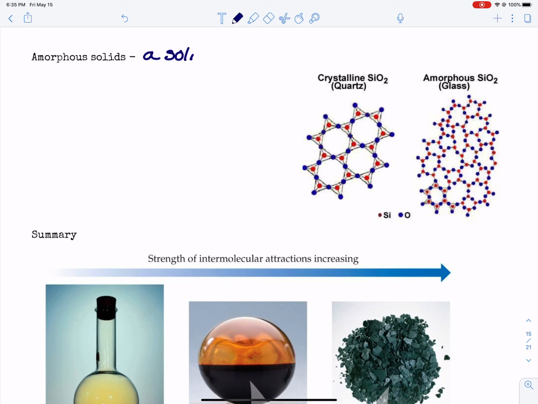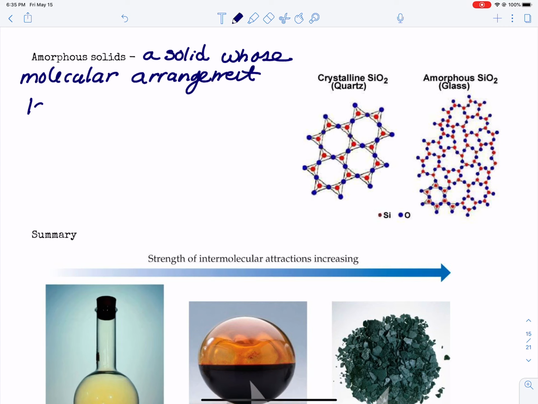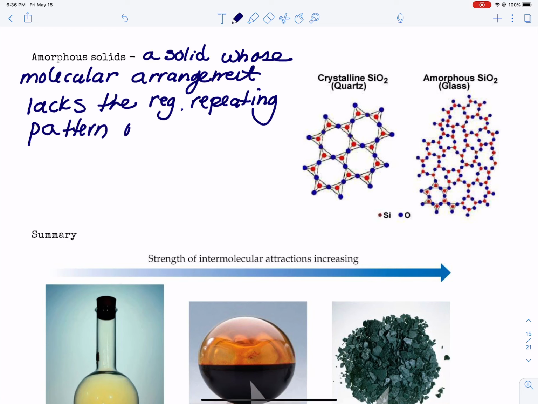So a solid whose molecular arrangement lacks, so they don't have it, the regular repeating pattern of a crystal. So basically, not a crystalline solid.